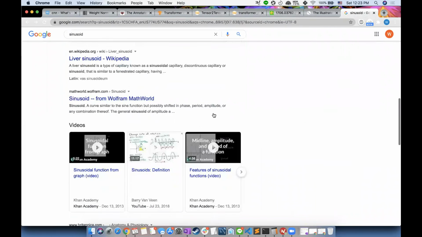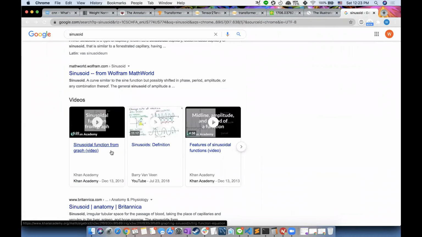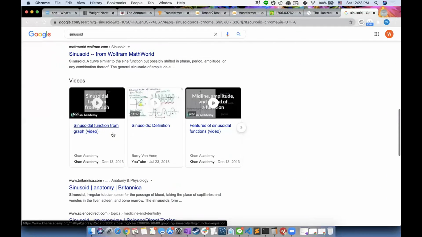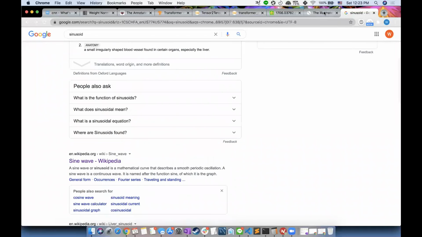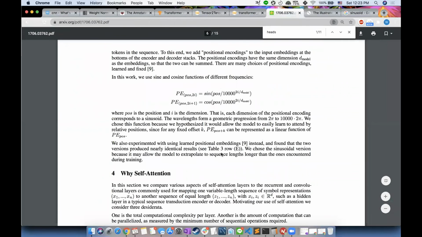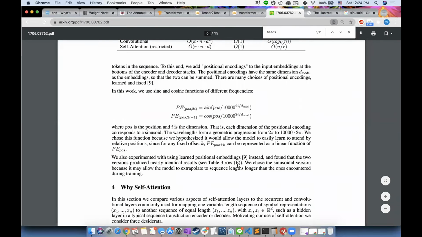Yeah, so I would look into the sinusoid function. It seems like that's what they use. They just chose that function, and that's what you do as a research scientist, I guess. You've got to choose functions that work. They also experimented with learned position embedding and found that the two versions produced nearly identical results, but they chose this one because it allows the model to extrapolate to sequence lengths longer than the ones encountered during training.